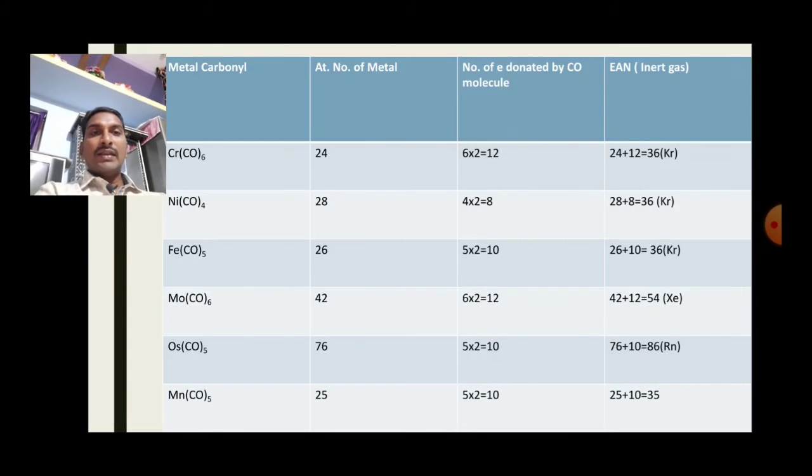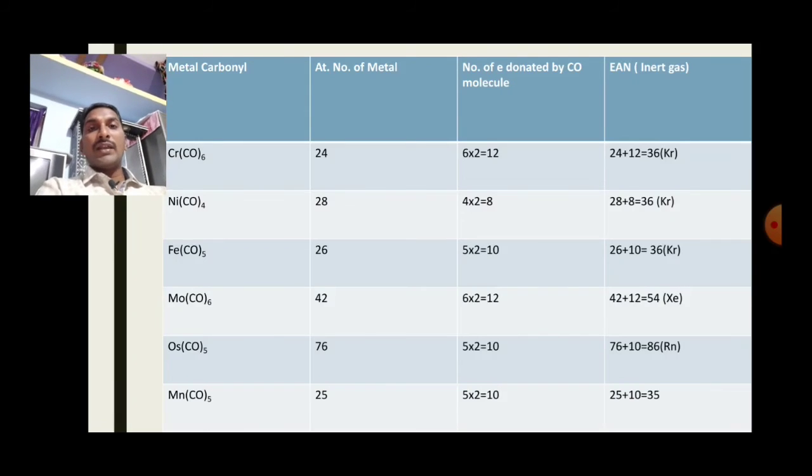That means the EAN rule can be applicable for metals which have an even atomic number, and they follow this EAN rule. Those are metals like Cr, Fe and Ni. Metals like V and Mn, odd atomic numbered elements, cannot follow this particular EAN rule. This is an exemption, or a limitation, of the EAN rule.